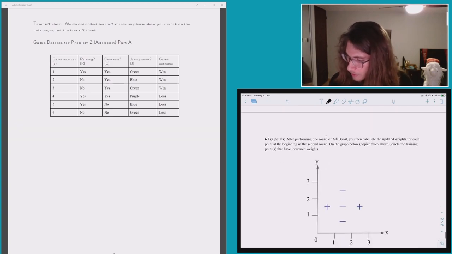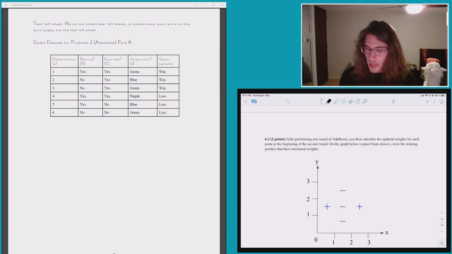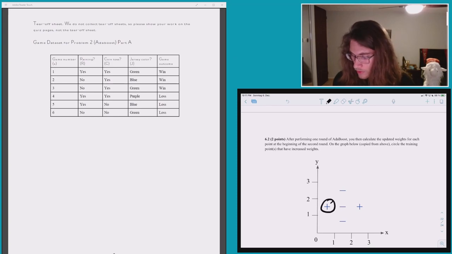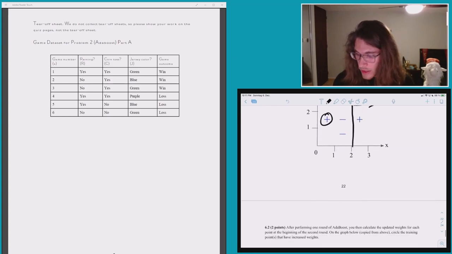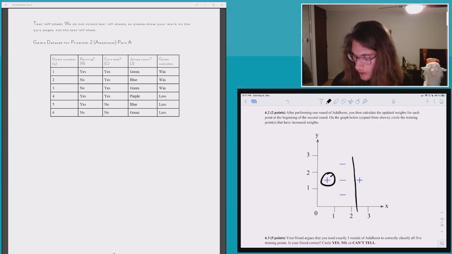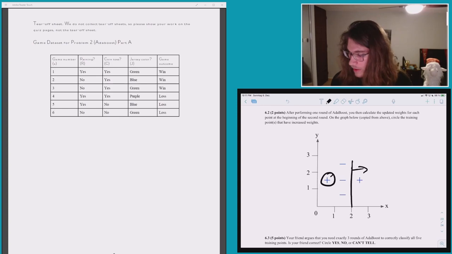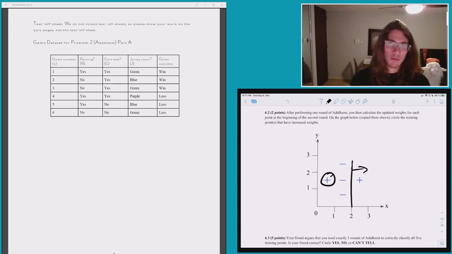And now we perform one round of Adaboost, and we're asked to circle after that one round which point is going to have the increased weights. And that is going to be this point because it was the only point that was misclassified by this classifier. And because it's the only point that was misclassified, it's the only one with an increased weight.